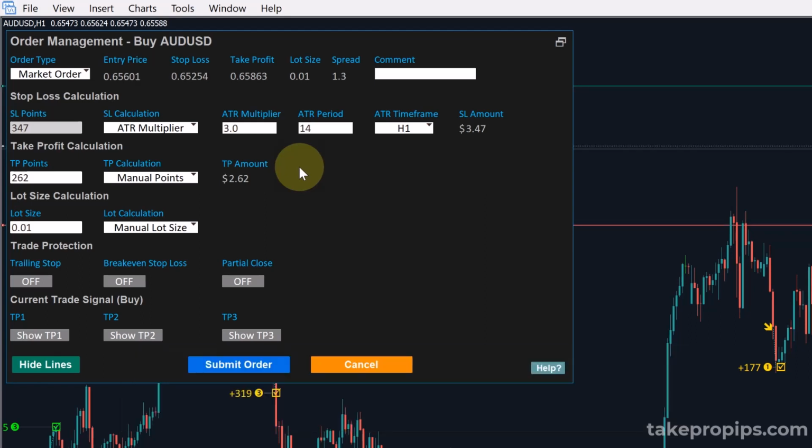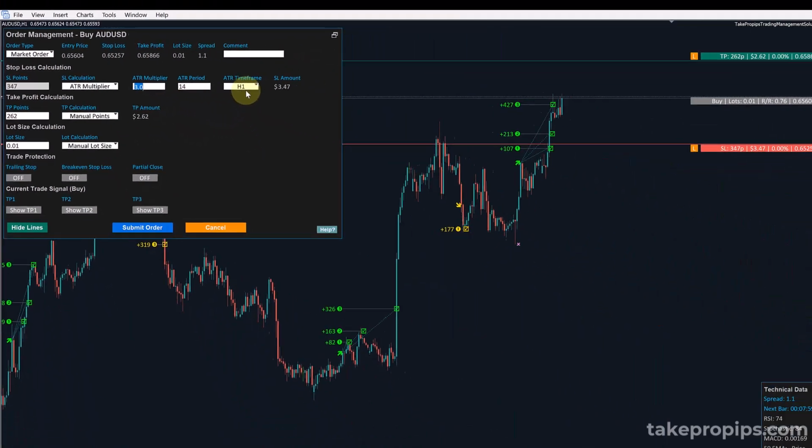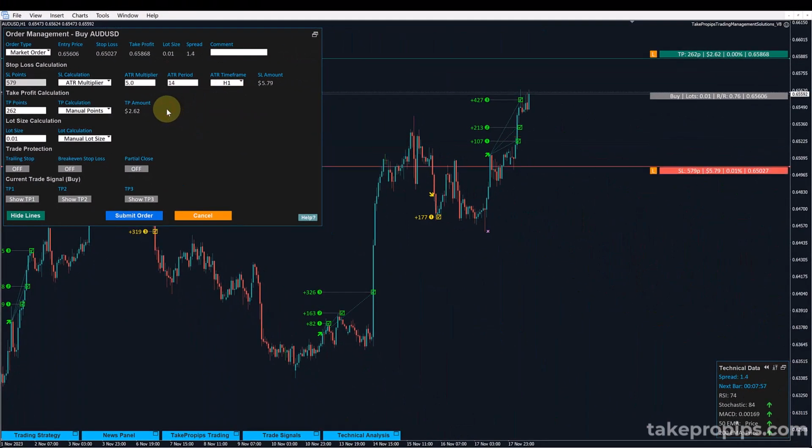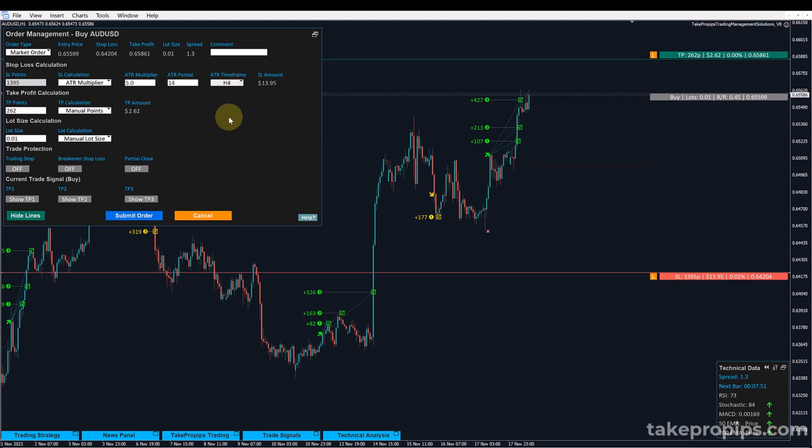When you select ATR multiplier, you will see additional settings that you can configure for the ATR calculation. You can modify your own ATR multiplier, ATR period, and the time frame to calculate the ATR.